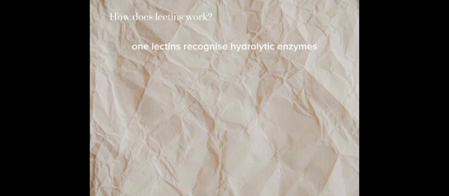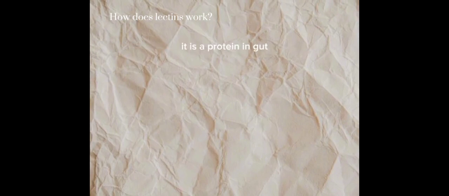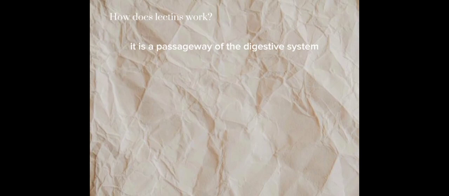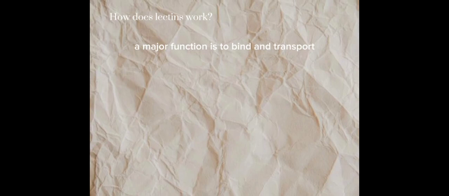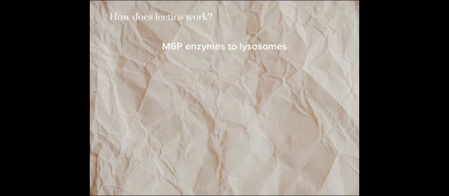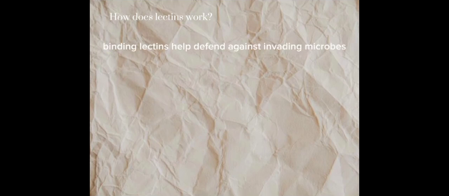Some lectins recognize hydrolytic enzymes. It is a protein in the gut that works by breaking down other molecules into smaller fragments. The gut, or gastrointestinal tract, is a passageway of the digestive system containing mannose-6-phosphate. A major function is to bind and transport M6P enzymes to lysosomes. Mannose-binding lectins help defend against invading microbes.